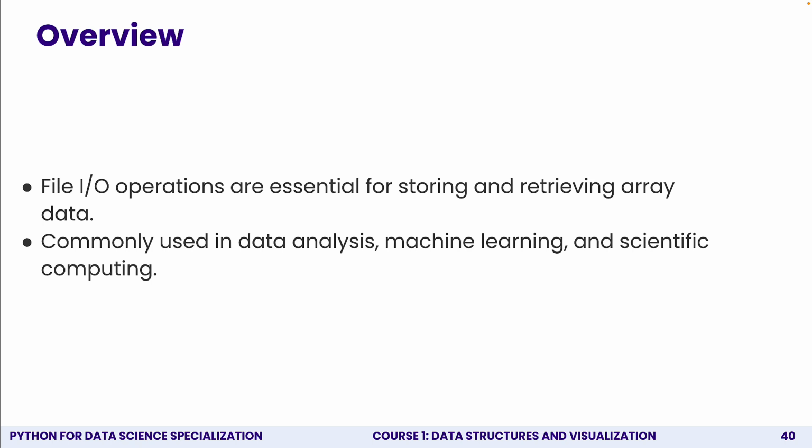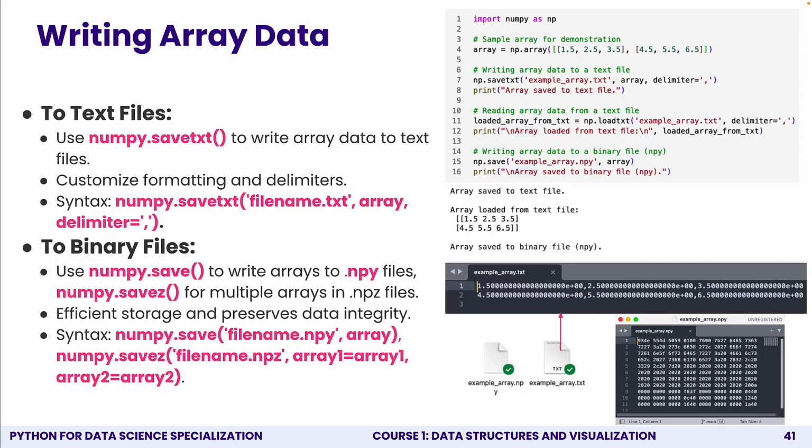So file input and output operations are essential for storing and retrieving array data. Okay, so you can have persistence of your data after you do processing. You can save them and retrieve them afterwards. And it's commonly used in data analysis, machine learning, and scientific computing. And this is an example here.